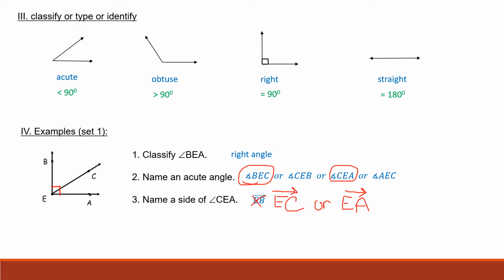Okay, so our first objective was to classify and name. That's what we've done. We've classified them as acute, obtuse, right, or straight, and we can name them by using the points, making sure that the vertex is always the center point named in the angle.